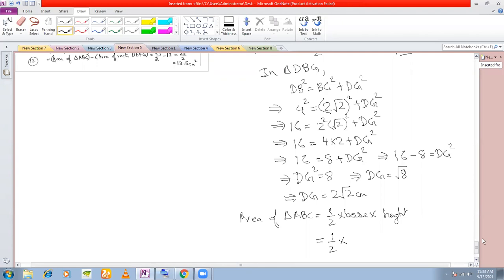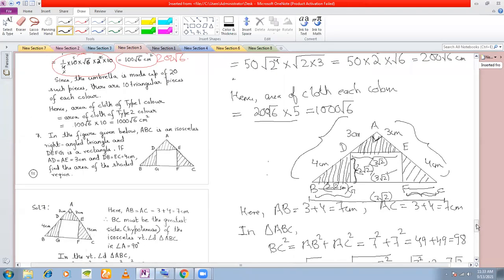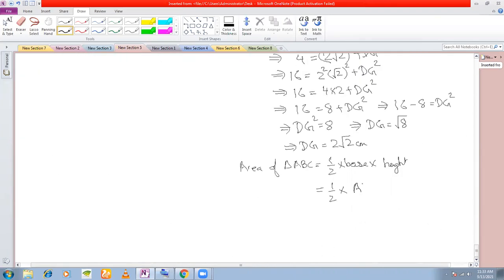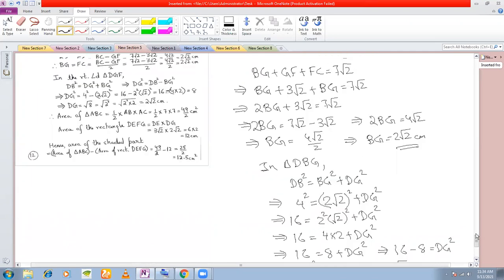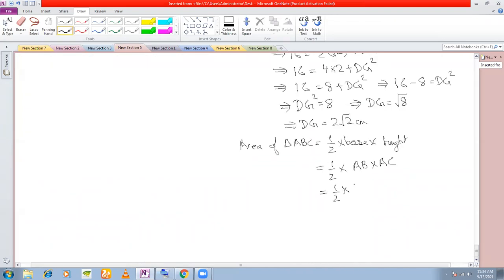Yes, half base into height. Now half base here, if you see in this triangle, you can take any one as the base. You can either take AB or AC as the base. So take AB as the base, AC as the height. AB into AC. And what is the length of both? Length of both is 7 if you see in the figure. 4 plus 3, 7. Here I have written 7 centimeters AB and AC. So 7 into 7, which is 49 by 2 centimeter square. Keep it as a fraction because we will have to subtract the area of the rectangle also from here.